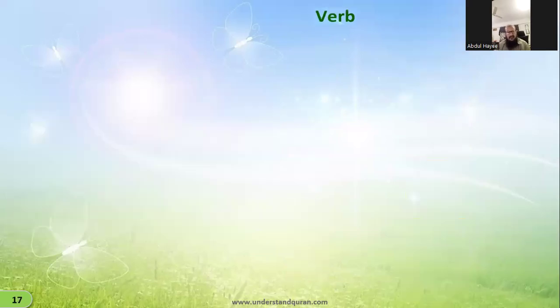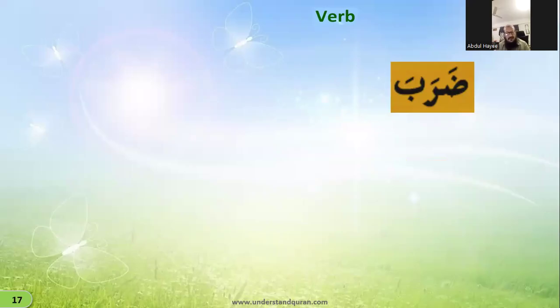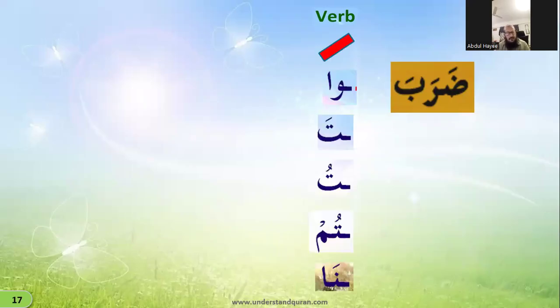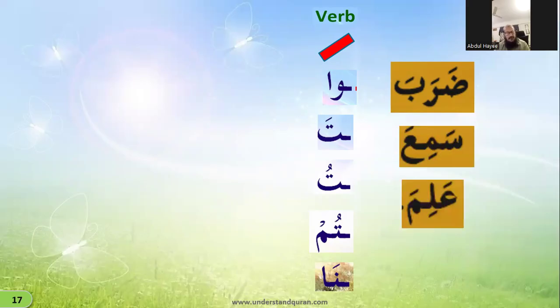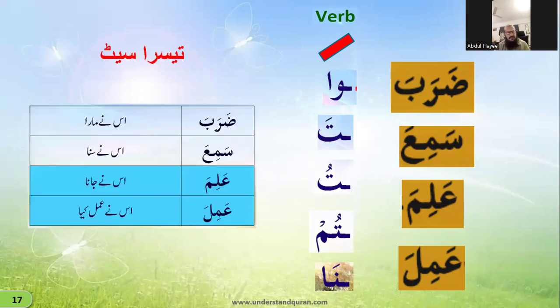Same with the third set, daraba. How will you say daraba, darabu, darabta, darabtu, darabtum, darabna, darabat. What are the members? Members are samia, samiu, sameta, sametu, sametum, samena, samiat, alima, alimu, alimta, alimtu, alimtum, alimna, alimat, amila, amilu, amilta, amiltu, amiltum, amilna, amilat. So we have daraba, samia, alima.